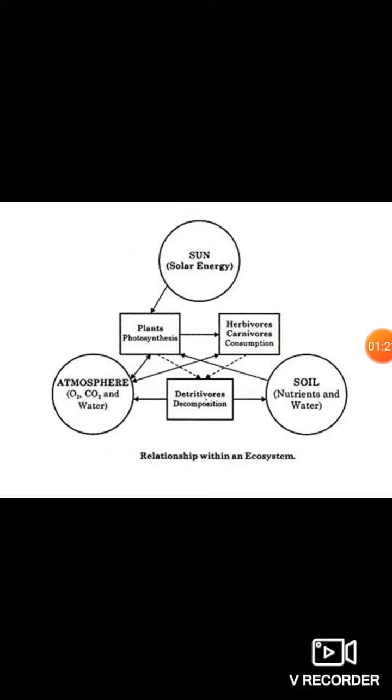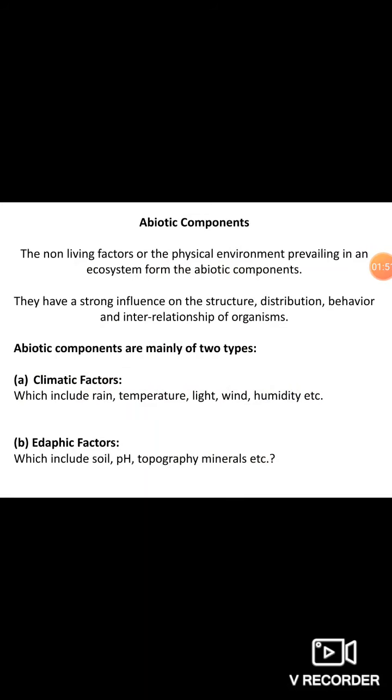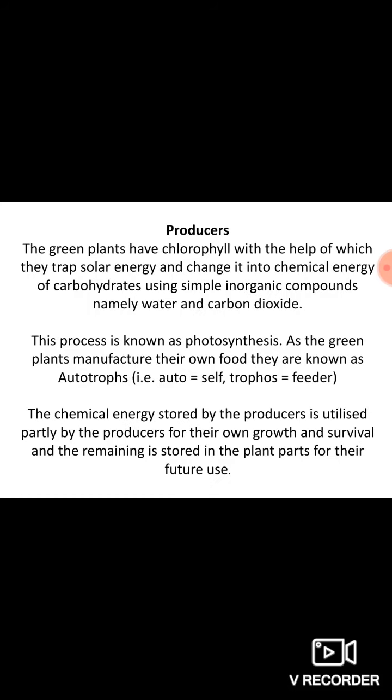Now then we have seen about the relationship that exists in the ecosystem and what is the role the sun is going to play, what is the role the atmosphere is going to play, what is the role the soil is going to play, and how the plants, herbivores and detritivores are going to function together in the presence of these physical components. That dynamic relationship that exists in the environment is being understood by you in the last class. And we have seen short definitions of these components, the abiotic components and the biotic components.